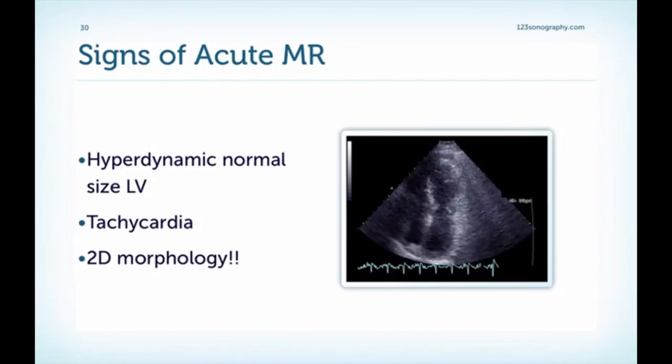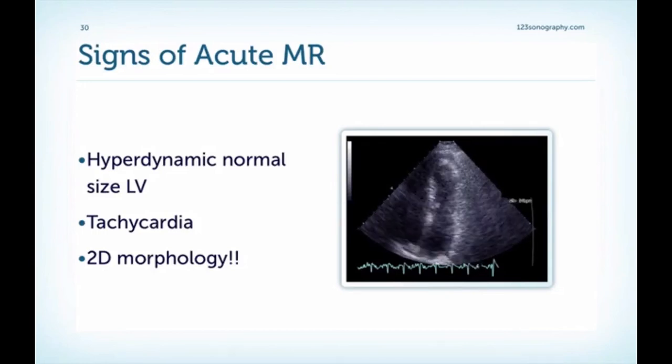All along we were talking about chronic MR. Now a few words about acute MR. How do we quantify the severity? Very simple. You look at the patient. Obviously, the patient has to have acute symptoms, otherwise it would not be acute MR.